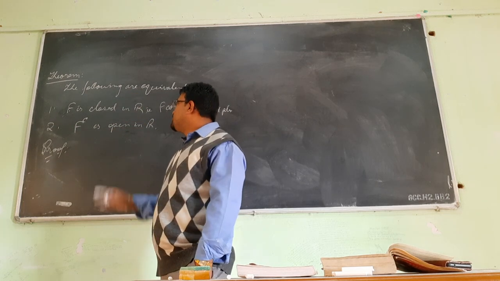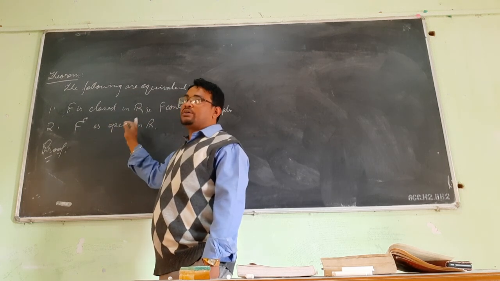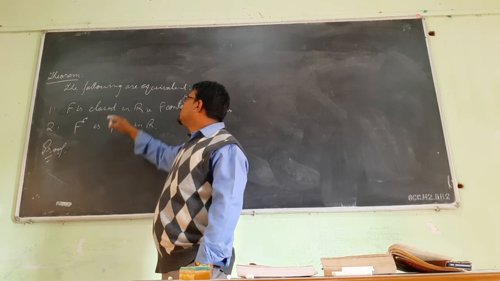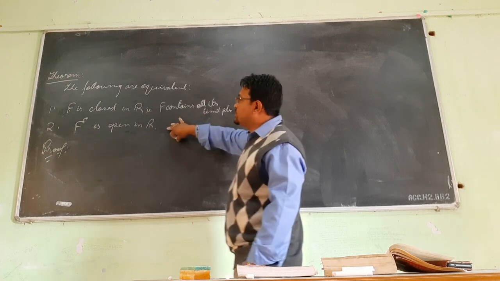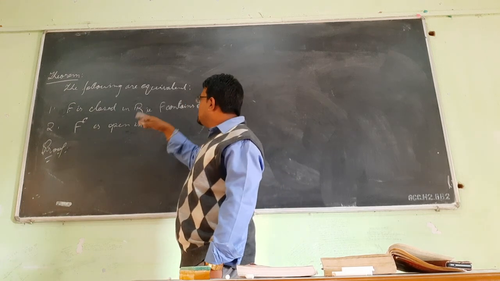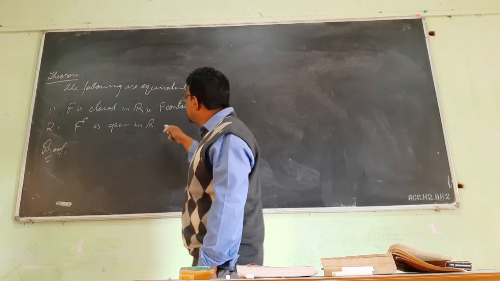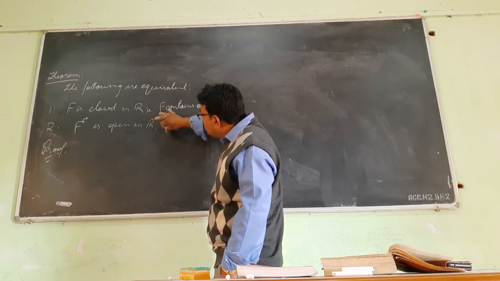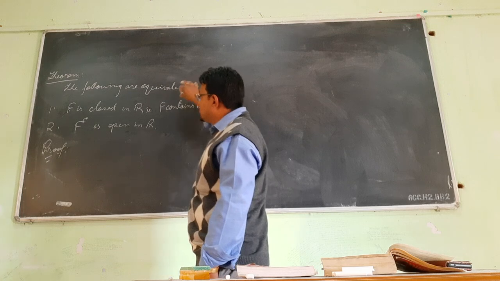So it may happen that in the exam you get only one part, so that a set is closed if and only if its complement is open. In that case you have to suppose this and prove this. It may also happen in the exam you are asked to show that a set is closed if and only if it contains all its limit points. Then you have to suppose this and then prove this.